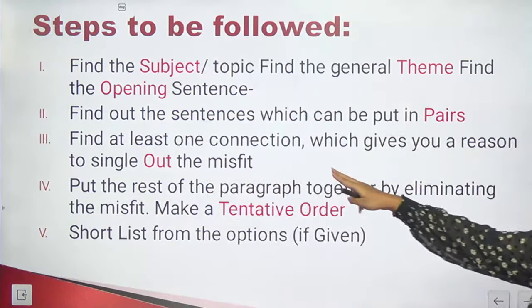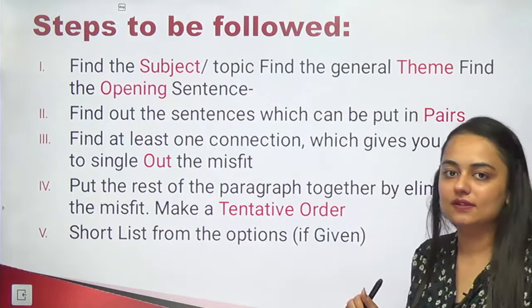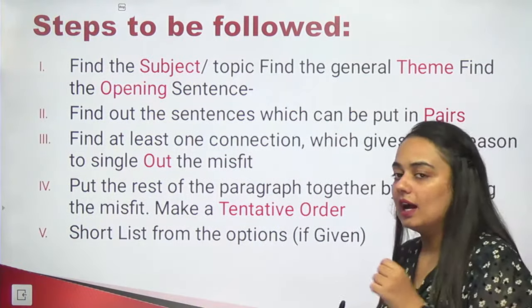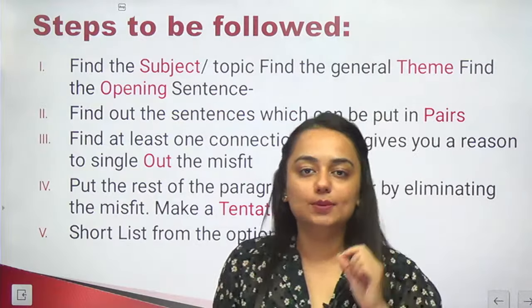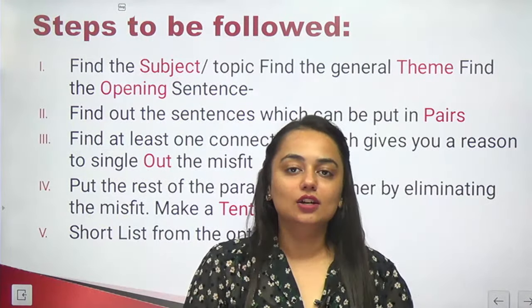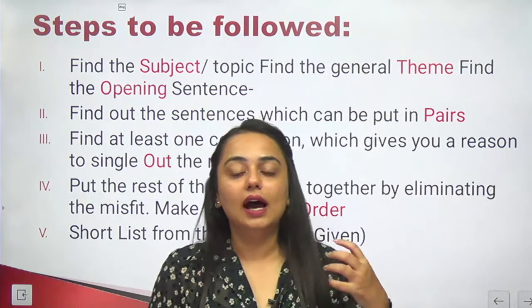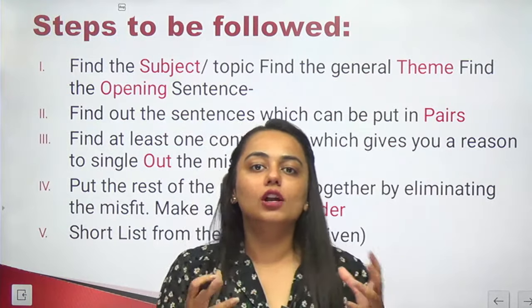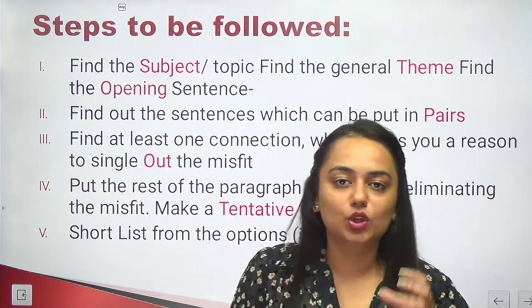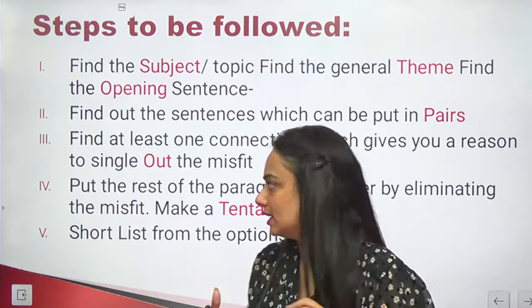Then find at least one connection which gives you a reason to single out the misfit. As in the last one, the connection was Shakespeare. Everything about him was being talked about. His year of death was talked about. The place was talked about. He signed a will, that was also talked about. So it revolved around the death of Shakespeare, right? You have to find that one connecting idea which is recurrent in all the sentences.